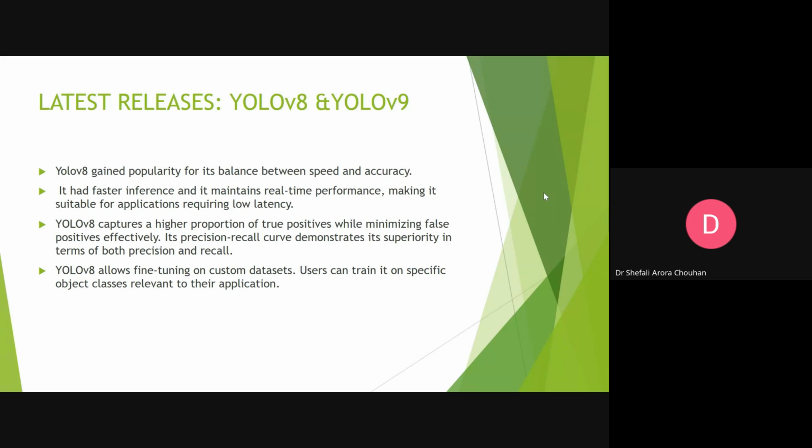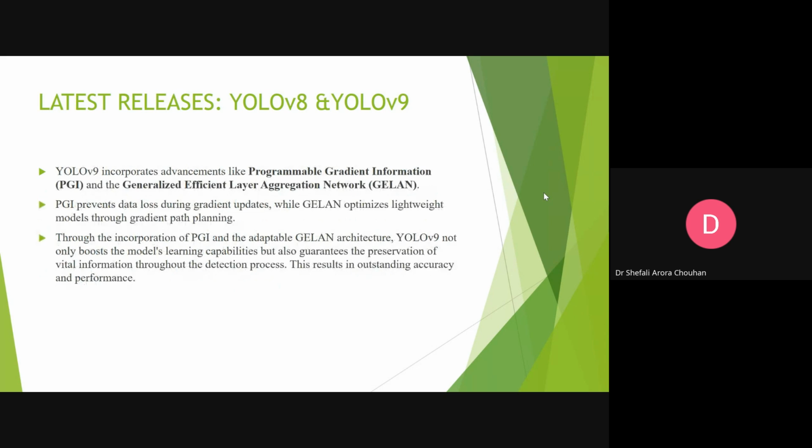YOLO V8 shows a very good capability of achieving very high precision and recall in actually detecting the object. It means that your mAP will also be very high. And YOLO V8 can be customized very easily on your custom datasets, right? You can train your own object classes with YOLO V8 and V9.